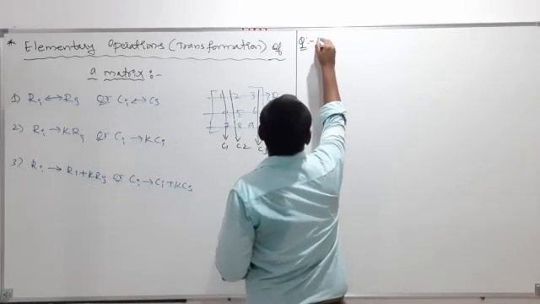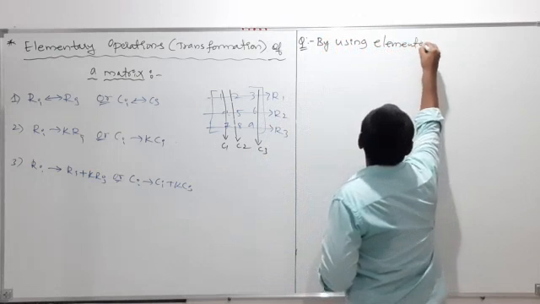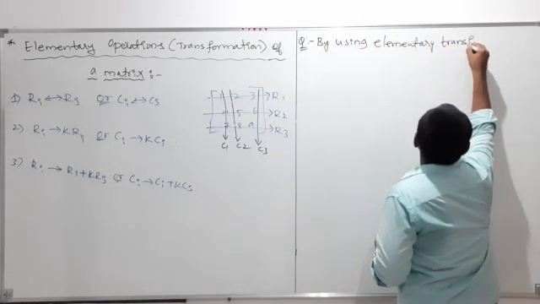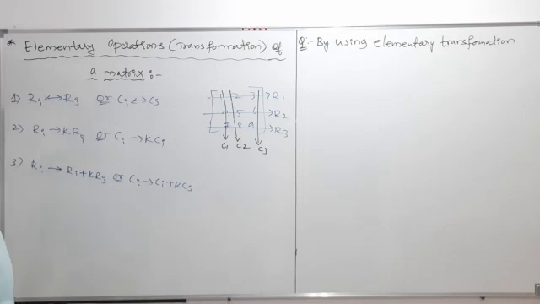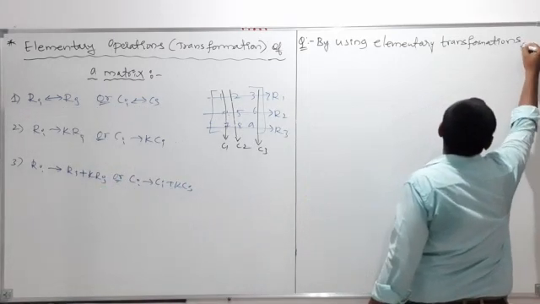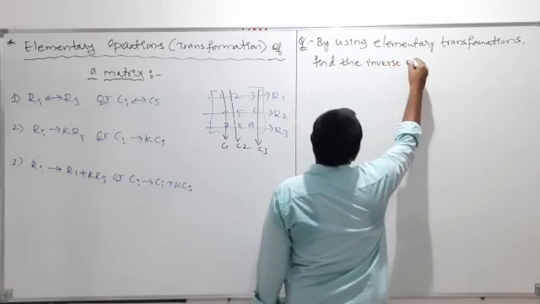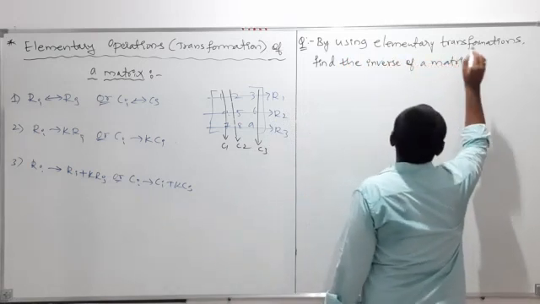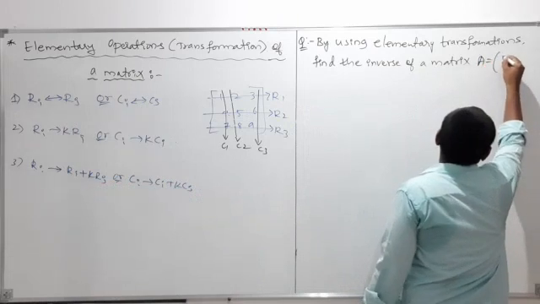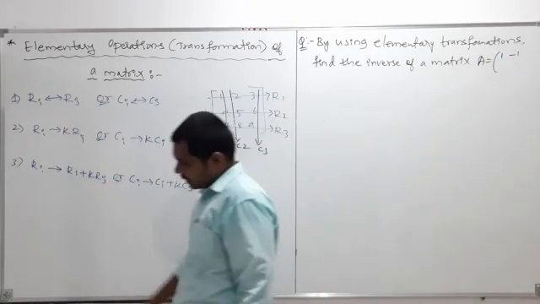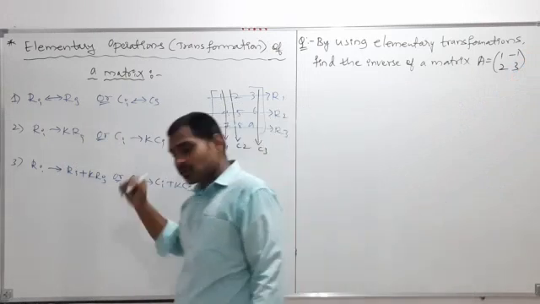So here is the question. By using elementary transformations, find the inverse of the matrix A equals 1 minus 1, 2, 3. So my dear students, very important.